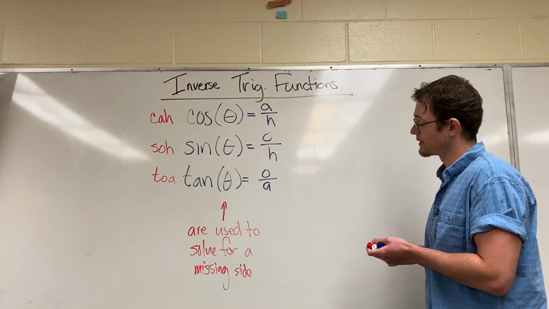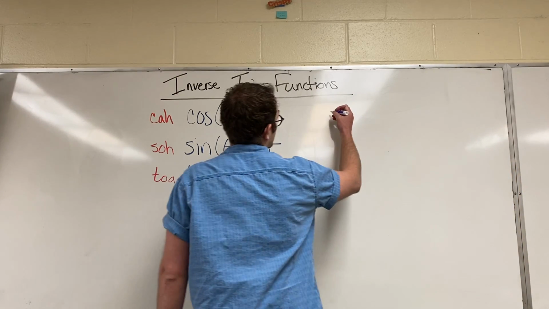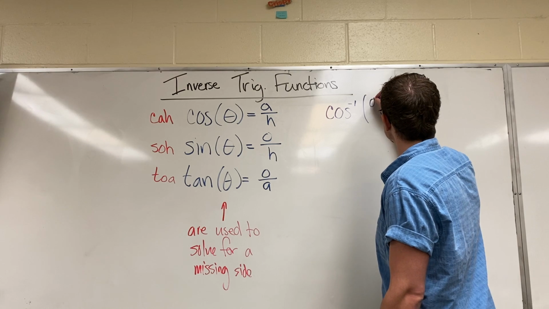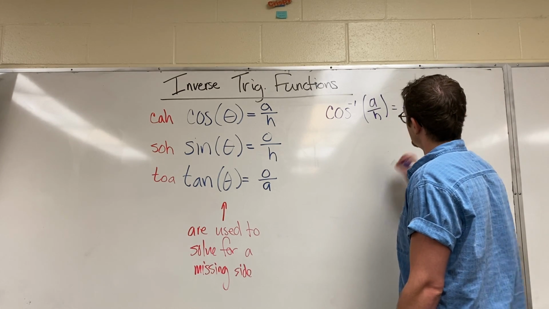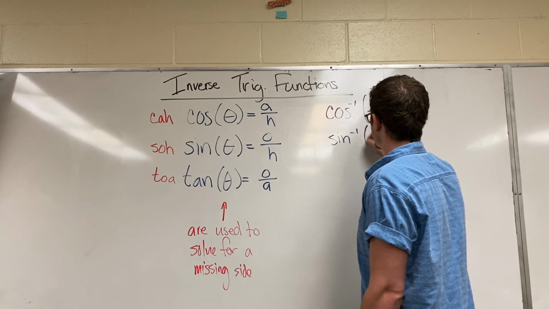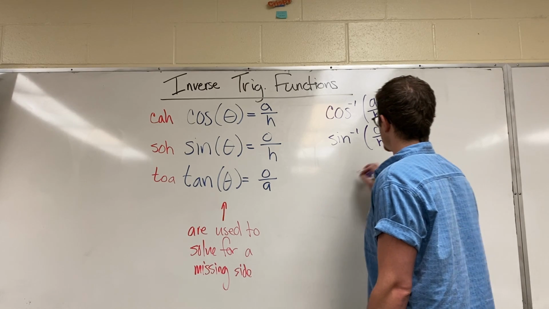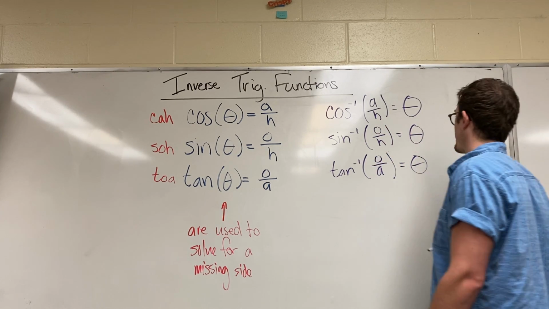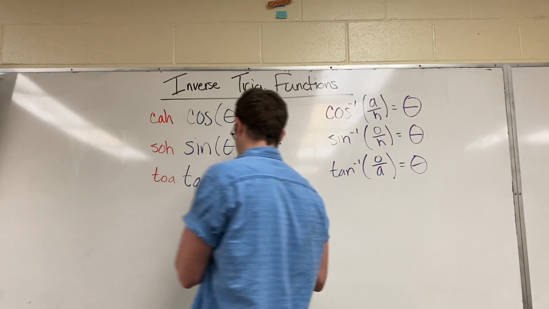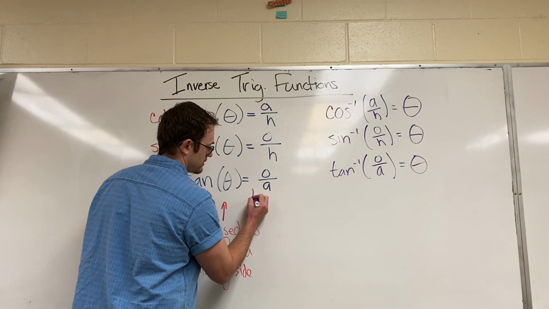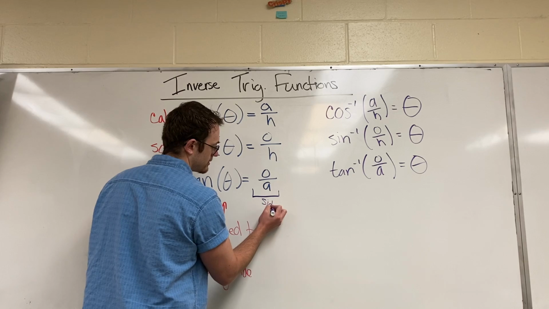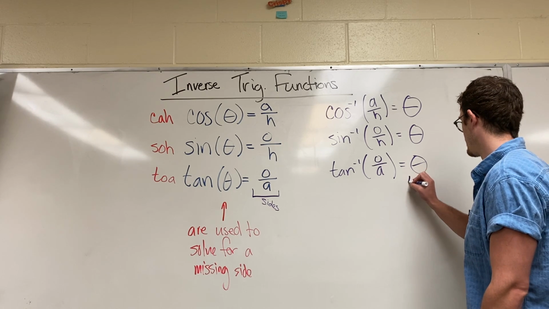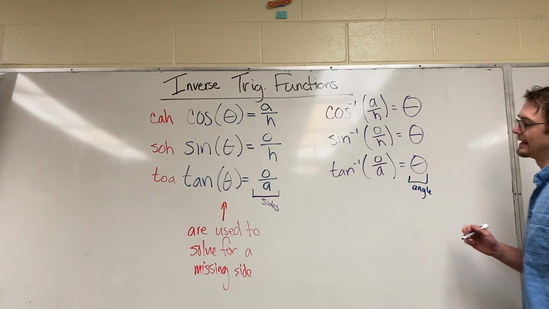Now, inverse trig functions, we're going to have cosine inverse of the sides, and then sine inverse of the sides, and then tangent inverse of the sides. So, see how these ones here are solving for a side, and this one over here, switch colors, is solving for the angle, all right?